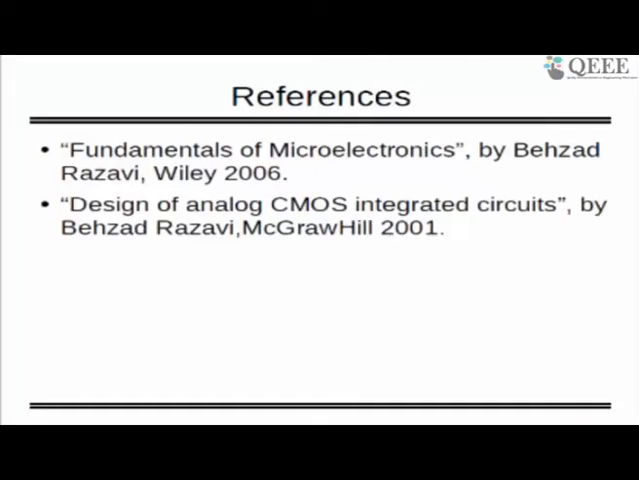And other than that, if somebody wants to go further than BJT, if he wants to study CMOS integrated circuits or something related to MOSFET, then this is another book, a blue colored book, Design of Analog CMOS Integrated Circuits by Behzad Razavi. So it's a continuation of both books. If you can read both books, you can understand analog electronics better. And most of my slides have been taken from these two books.